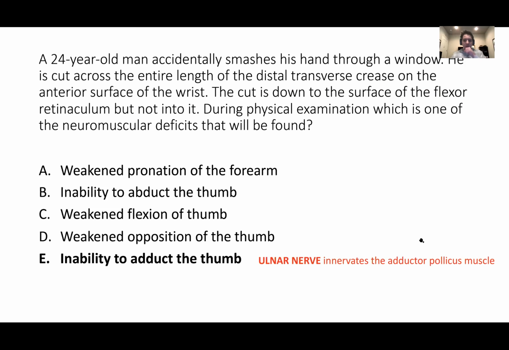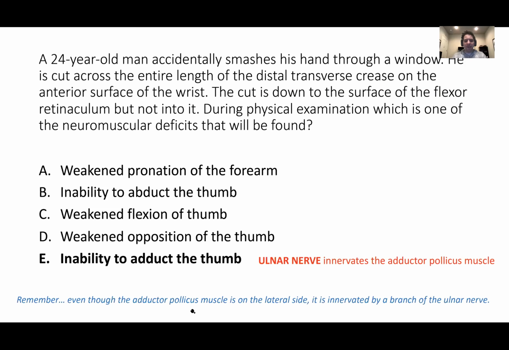Well, the ulnar nerve actually, this is one of these exceptions you need to be aware of. It actually innervates the adductor pollicis muscle, so it helps with adduction of the thumb. Okay, so even though the adductor pollicis is on the lateral side, typically the median nerve side, it's innervated by a branch of the ulnar nerve.